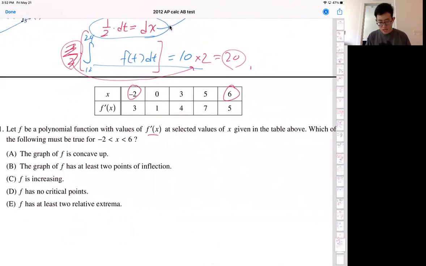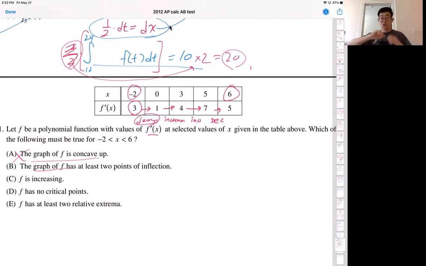Okay, so it seems like the derivative tends to decrease here, then it increases, again increases, then it decreases again. So the graph of f is concave up all the way? Nope, because there are certainly ones that decrease, which makes it concave down. The graph of f has at least 2 points of inflection, it says. Now this is crucial.